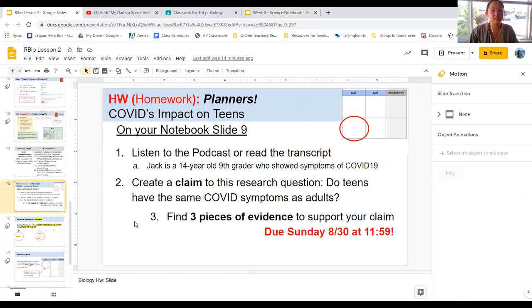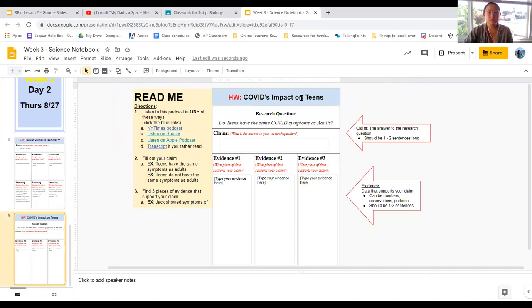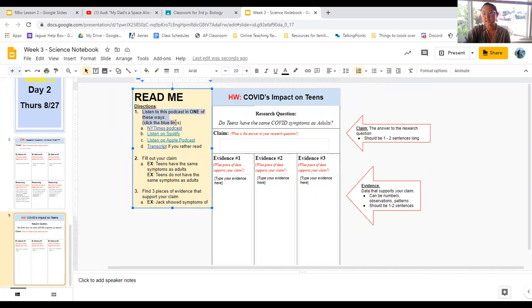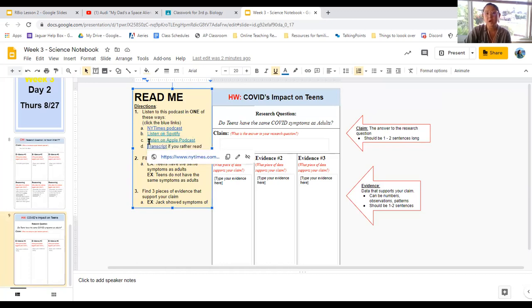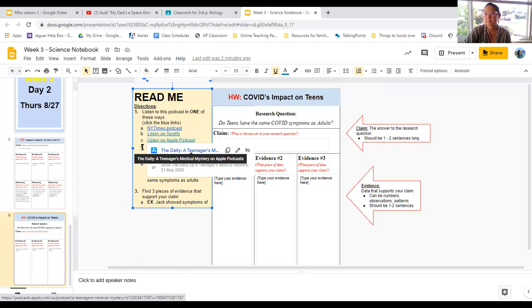So I want to remind y'all, your homework is slide 9 of the notebook. So you see this is slide 9. It is exactly what you just did in class with me, except you're going to do it to a podcast that I want you to listen to. A podcast is just like an audio recording of people talking. There are a few different ways to listen to it. There's the New York Times podcast. You can go to the New York Times at this link and just play the podcast on your laptop or Chromebook. Or you could listen to it on Spotify if you have Spotify downloaded, or if you have Apple Podcasts, you can also listen to it through there.